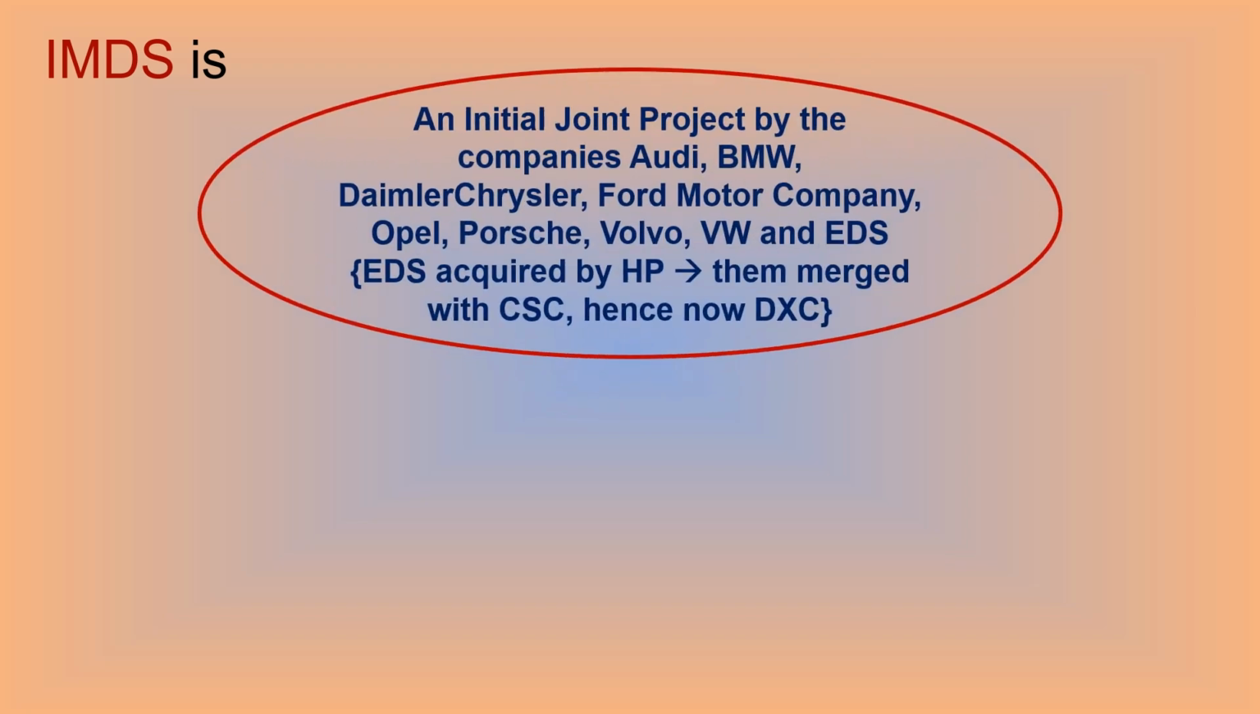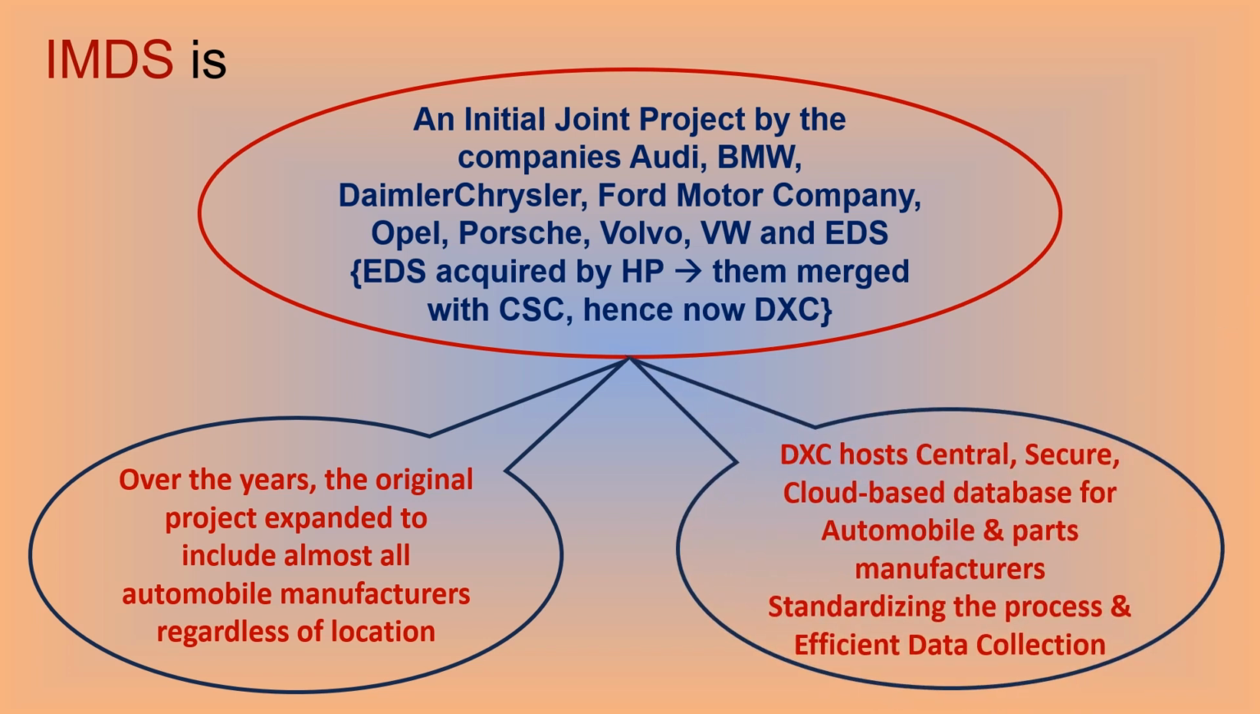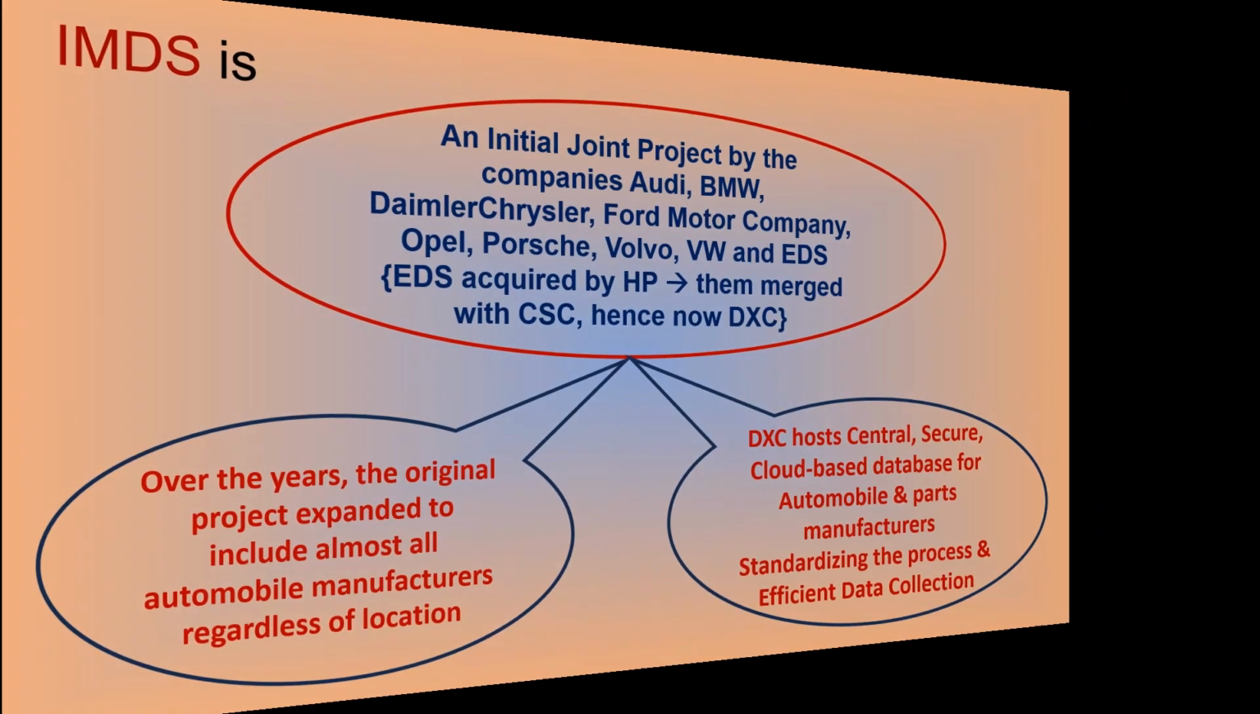Initially, IMDS was a joint project of Audi, BMW, DaimlerChrysler, Ford Motor Company, Opel, Bosch, Volvo, VW and EDS. Over the years, the original project expanded to include almost all auto manufacturers. DXC hosts the central, secure database for OEMs and parts manufacturers.